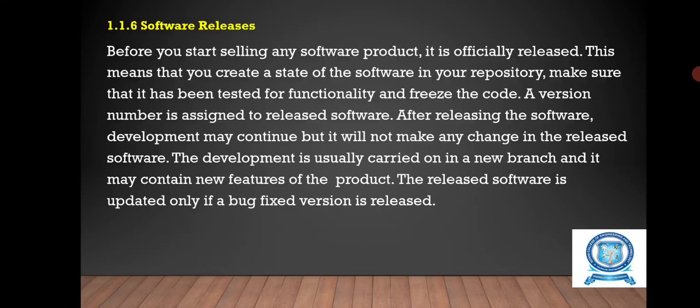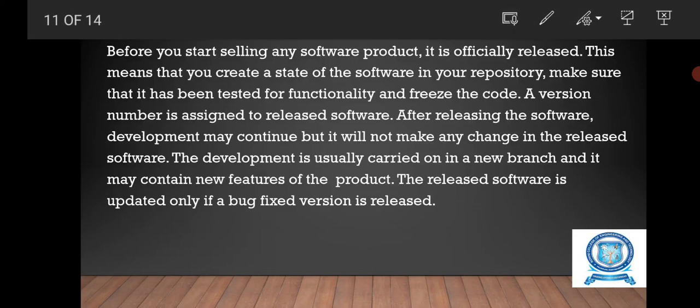Software release. Before you start selling any product, it is officially released. So this means that you have to create a state of the software in your repository, make sure that it has been tested for functionality, and freeze the code. A version number is assigned to the released software, and after releasing the software, development may continue, but it will not make any change in the released software. The development is usually carried on in a new branch, and it may contain new features of the product. The released software is updated only if a bug fixed version is released.